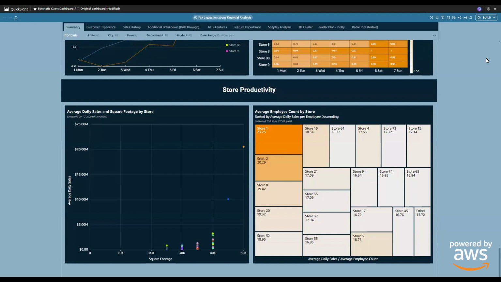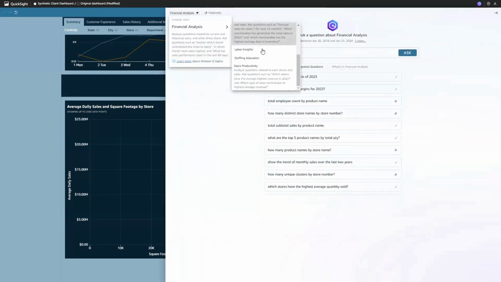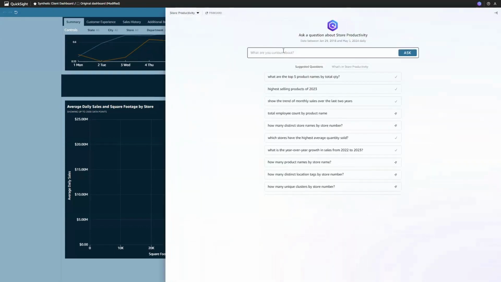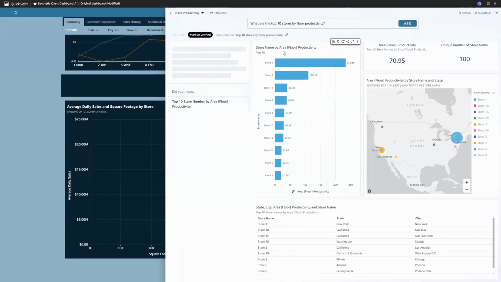Looking at the plot of store productivity by square footage, there seems to be a positive correlation between size and sales. But we can ask Amazon Q some probing questions to take a closer look and do this analysis. So if we ask Q, what are the top 10 stores by floor productivity? Now we've got results from Q.